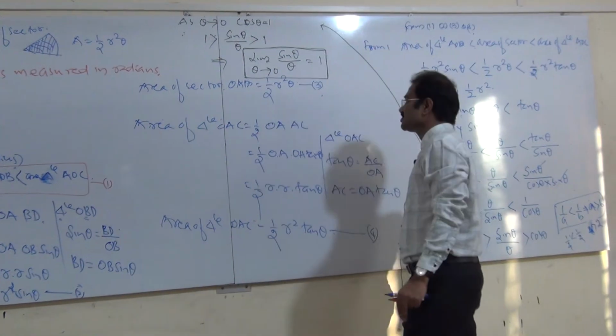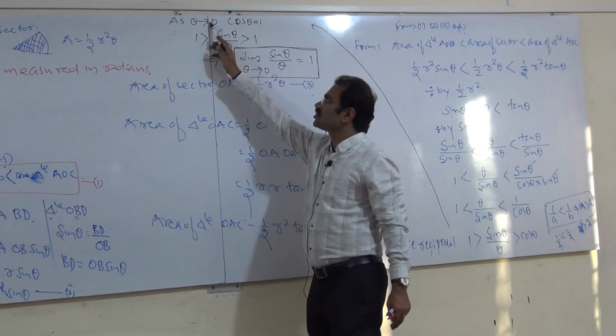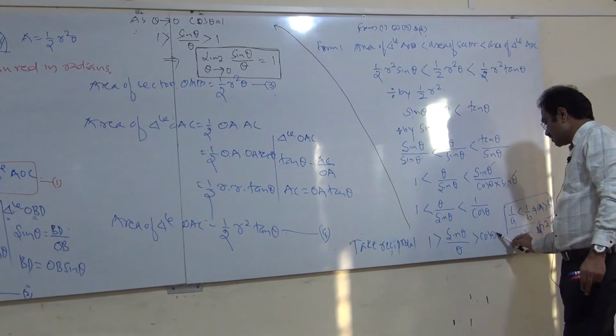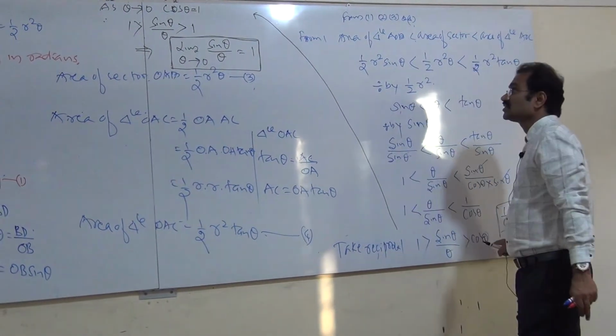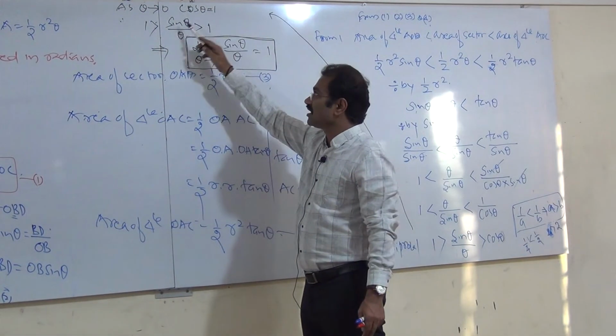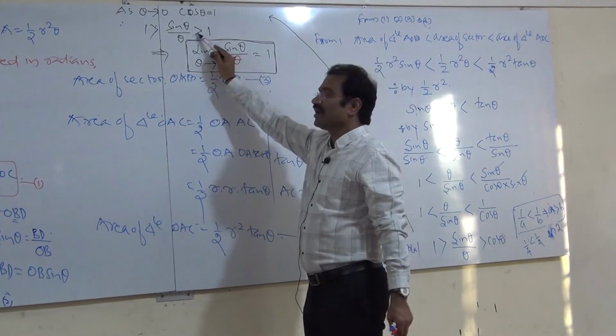This conclusion is very important. What is the conclusion? As theta tends to 0, this expression, cos theta is equal to how much? 1. Cos theta becomes 1. Therefore sin theta by theta lies in between 1 and 1.